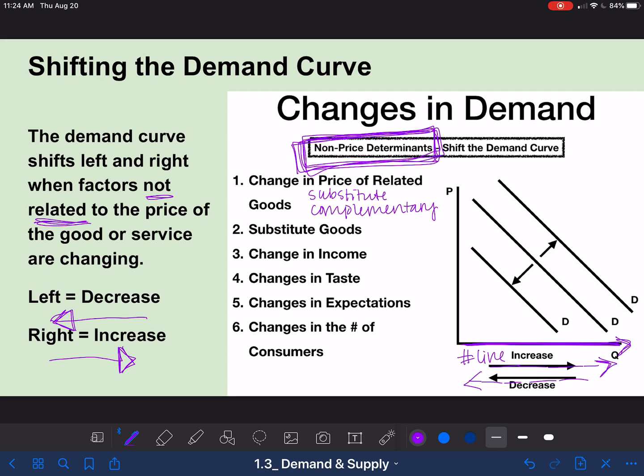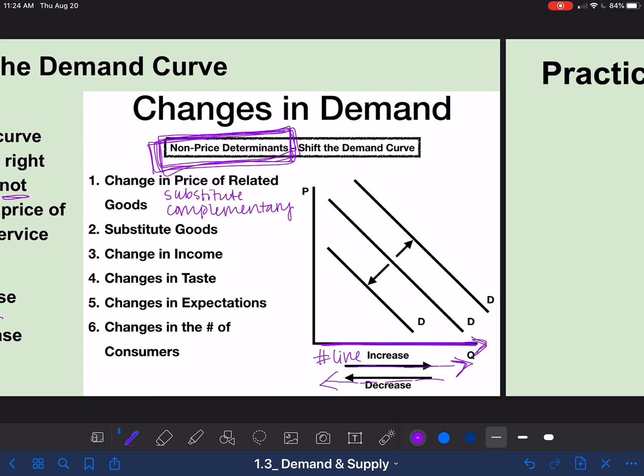And then, of course, changes in the number of consumers. So if we just have more people in general in an area, we're going to have an increase in demand for all products in that area. So Frisco is constantly growing. There's always more people in Frisco. So the demand for all products in Frisco is increasing. But let's say we find out Frisco's haunted and we all just leave. Well, then the demand for all products in Frisco is going to decrease.